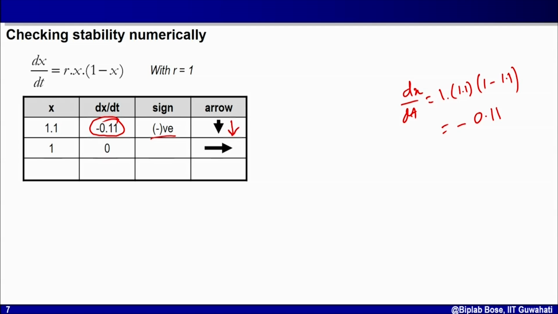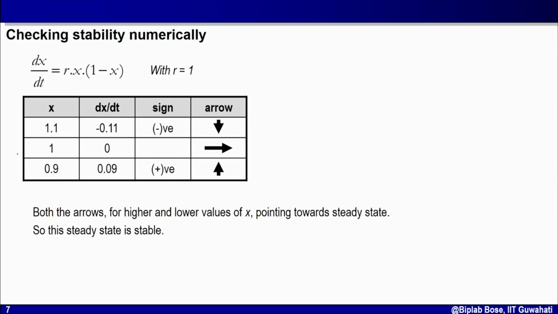Let us take a slightly smaller value than the steady state value. Steady state is 1. So I take a smaller value, 0.9. So then in this case dx dt will be equal to r, that is 1, into x, 0.9, into 1 minus 0.9. So this is equal to 0.09. So you have 0.09 here in this column. As the sign of this derivative is positive, that is written here. As the sign is positive, that means with time x will increase. So our arrow in the arrow column is an up one.